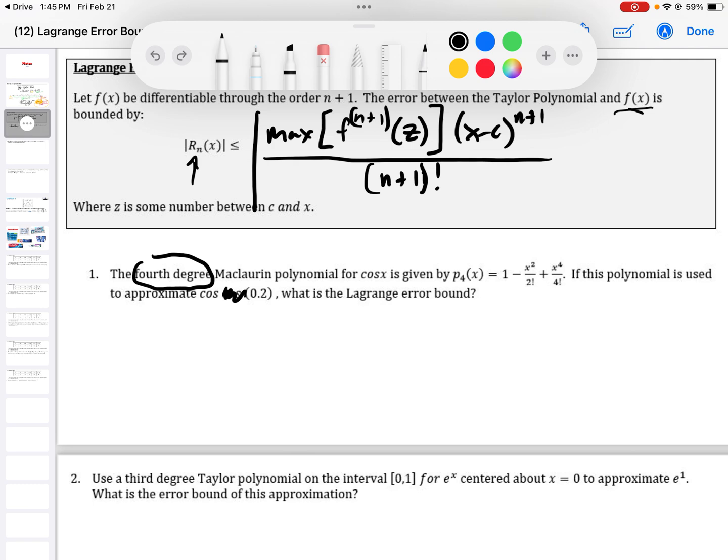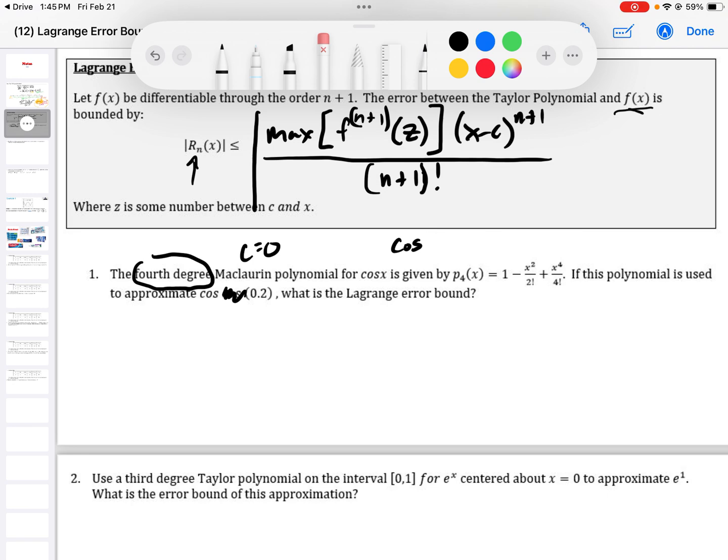This would be the next term in the Taylor polynomial. It's a fourth degree Maclaurin polynomial, which means c is 0. It's centered around 0. So just so you know, cosine of 0.2 in the calculator is about 0.980067.